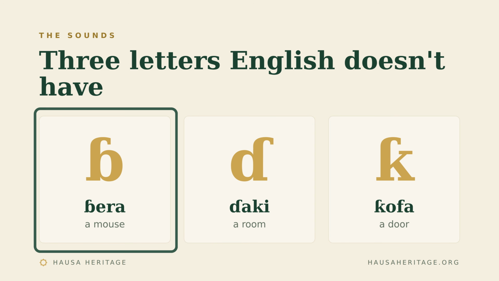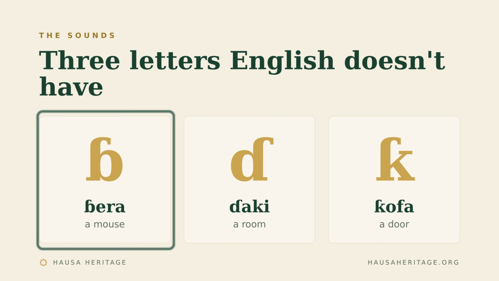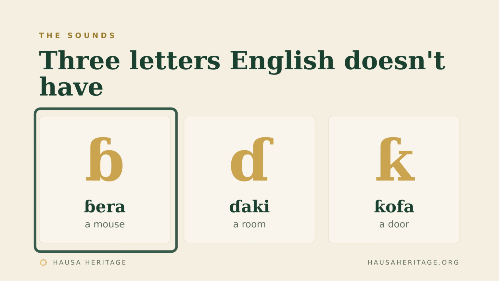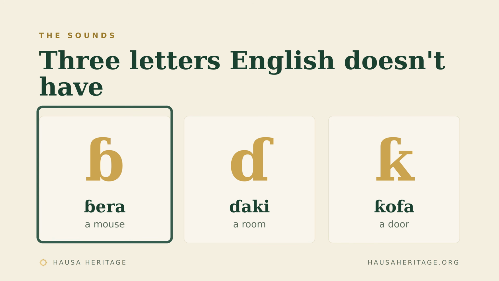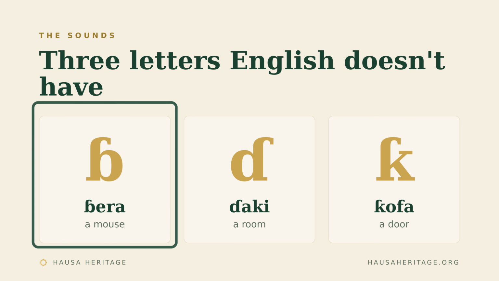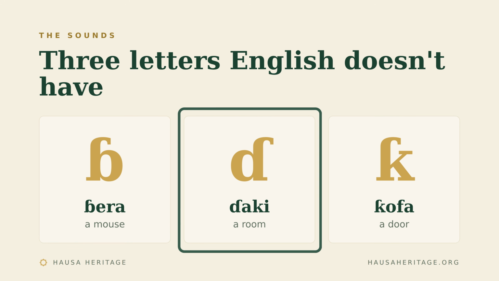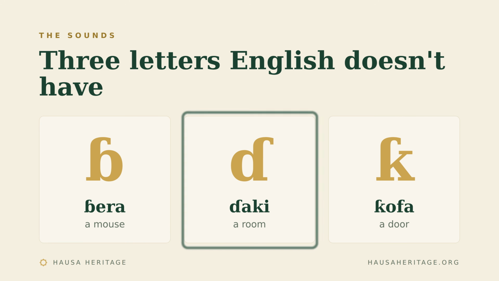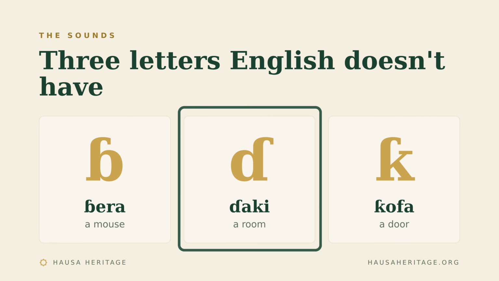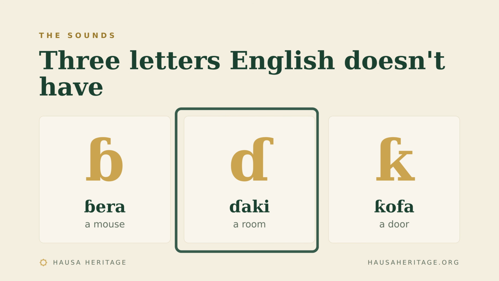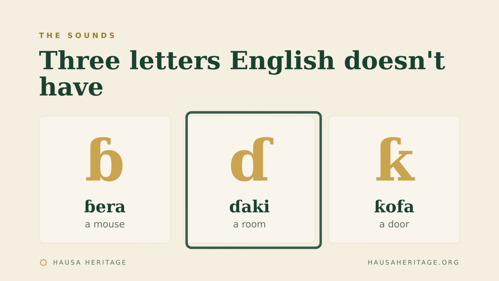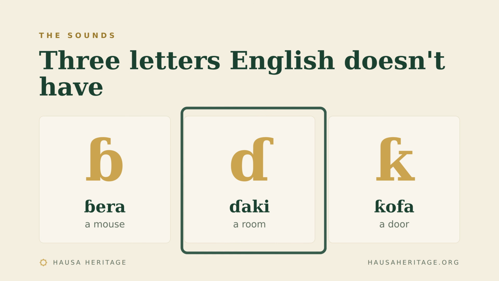Ɓa, as in ɓera, which means a mouse. Ɓera, not bera, but ɓera. Say it with me. Ɓera. Good. Now, the hooked D. Listen. Ɗaki. Ɗa, ki, which means a room. Say it with me. Ɗaki. Ɗa, ki. Ɗaki.